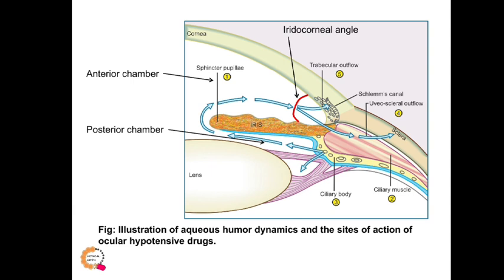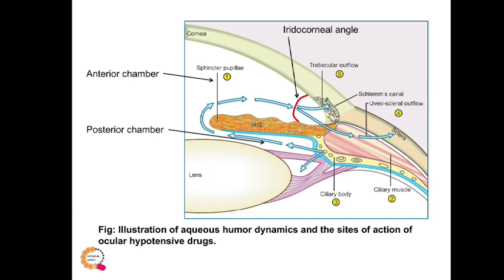The aqueous humor which flows through this trabecular meshwork, we call it the trabecular outflow. 80 to 90% of aqueous humor flows through this. And there's another pathway also, which is the uveoscleral outflow. As you can see, from the anterior chamber aqueous humor comes into the ciliary muscle, and then from the ciliary muscle it passes to the sclera and finally into the other lymphatic vessels. So this picture is all about the dynamics of aqueous humor.